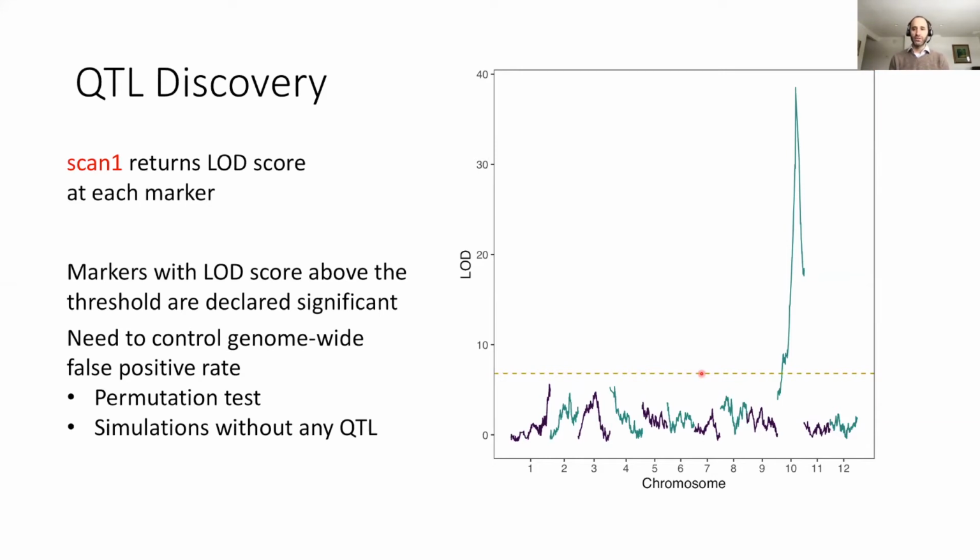The permutation test you heard about already from Chris. The main downside being that it's computationally intensive. To do it, you usually need to do it about 1,000 times. And the alternative is to do some simulations without any QTL. And that's the approach that we've taken. And the nice thing is that because any population you create that's a diallel is more or less going to conform to certain types of genetic properties, you can do the simulations generically, and it should hold for everyone else's experiments.